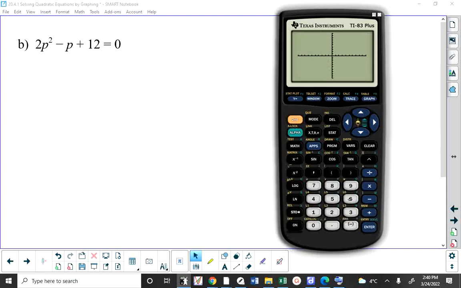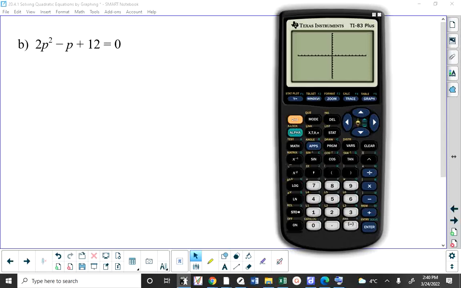So here is an issue. I'm sure that many of you are at this point already. You've gone Zoom standard and you can't see anything, right? It'd be frustrating. I'm pointing out the downside to solving graphically, because if you solve this algebraically, you can tell right away there are no solutions. This parabola opens up and it is further up on the screen than you can see.